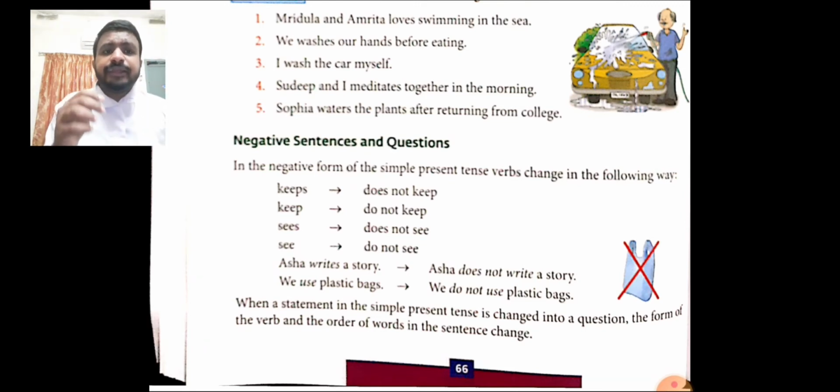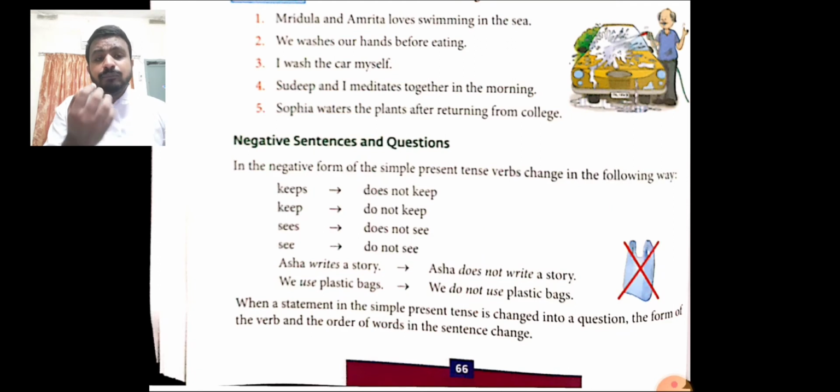Now, in the negative form of the simple present tense, the verb changes in the following way. If s or es is being added, then you need to use does plus not. For example, keeps, does not keep. But if it is keep, then do not keep. Sees, does not see, do not see. Asha writes a story. Asha does not write a story. We use plastic bags. We do not use plastic bags.